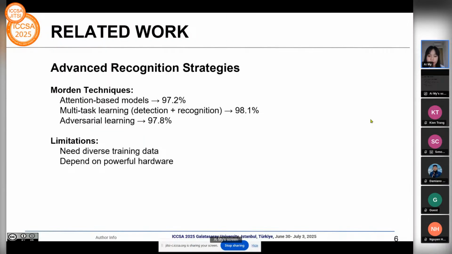98.1%. Adversarial learning simulates occlusion scenarios, 97.8%, but these methods often need large, diverse datasets and powerful hardware, which limits real-time usage.